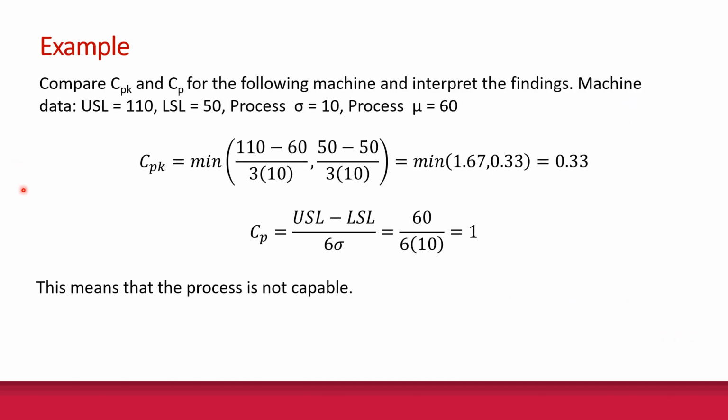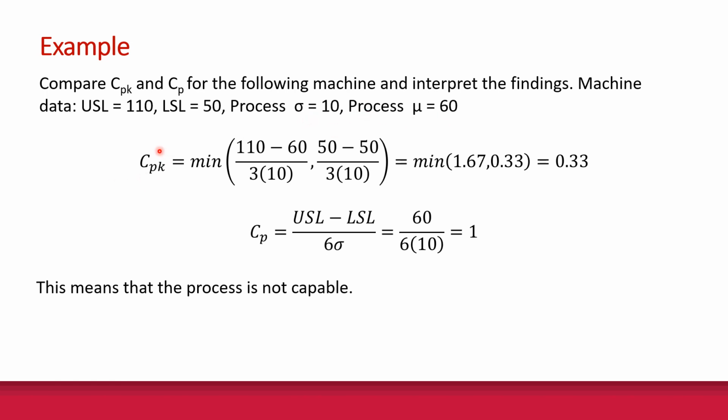So let's work an example. Let's compare the C sub PK value and the C sub P value for the following machine, and let's interpret the findings. The machine has an upper specification limit of 110 and a lower specification limit of 50. The process has a variance of 10, and the process mean is 60.